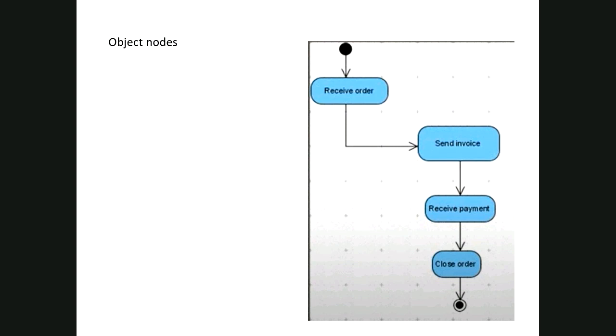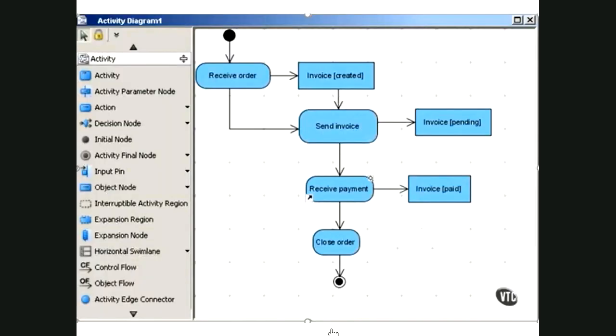Then we have seen object nodes. Object nodes is nothing but if you create one object and you want to transfer or pass this object through the whole system, then you check what is the status of my object at every stage or at every activity of my activity diagram. For example, I created object invoice. I will check what its status was at the first activity. It was just created. Then after the second activity, send invoice, what is its status? It is pending. What is the status after the third activity? It is paid. So this is how you can, not only for invoice, you can create any object and check its status, how the object is moving across the system.